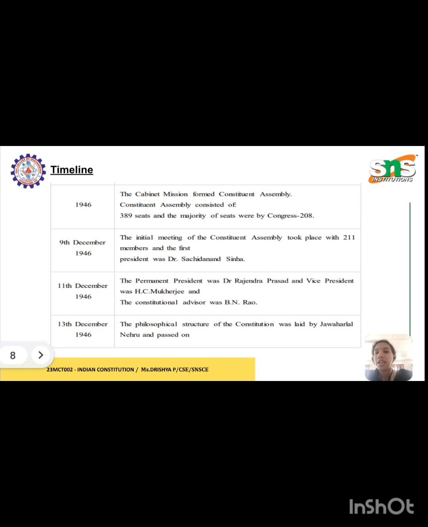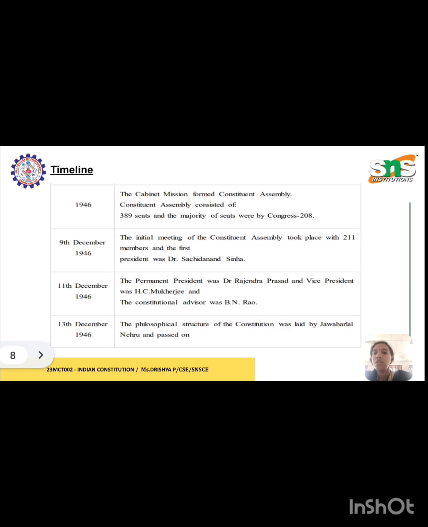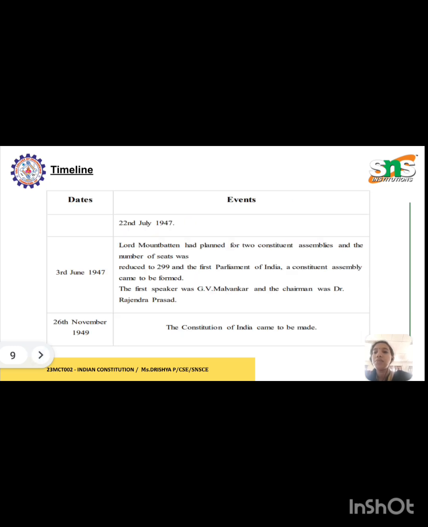And on 13th December 1946, the philosophical structure of the constitution was laid by Jawaharlal Nehru and passed on 22nd July 1947. Okay, in 1946, the philosophical structure of the constitution was laid by Jawaharlal Nehru and passed on. That is, passed on July 22, 1947.